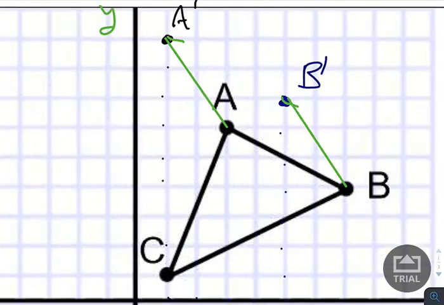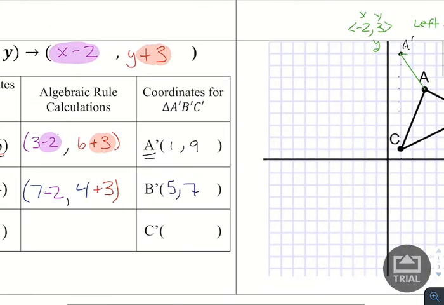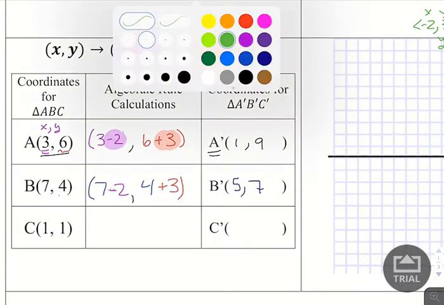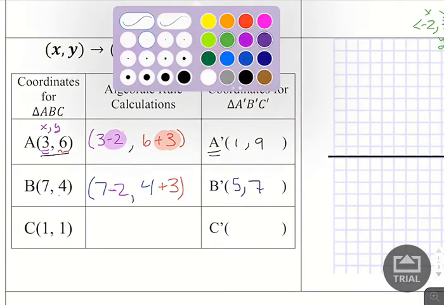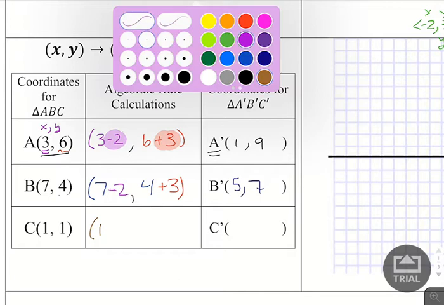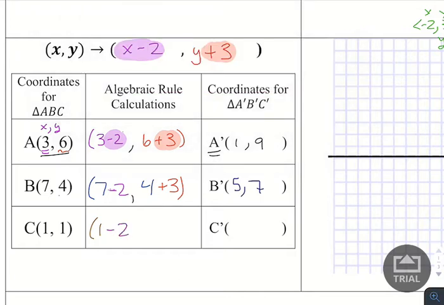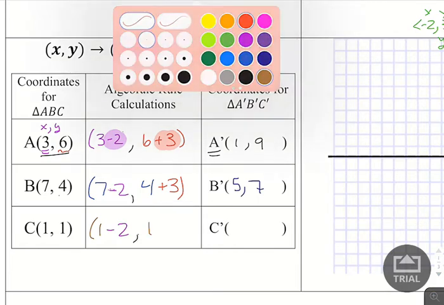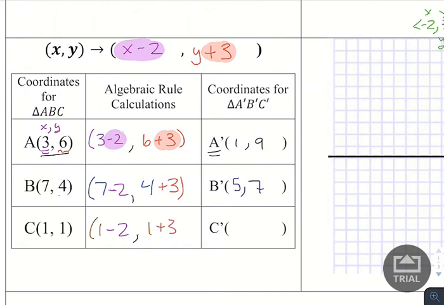Let's go with purple. No, we already used purple. Let's go with brown. So our original point, which was a 1, gets a minus 2 from the vector. And then our other point, which also is a 1, now gets a plus 3 from our vector rule. Okay, and so this new point ends up being a 1 subtract 2, which is a negative 1, and a 1 plus 3, which is a 4.